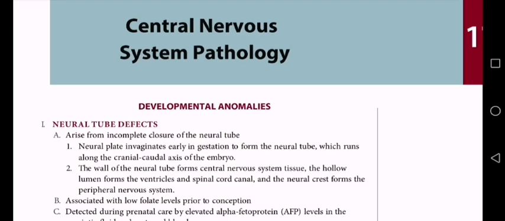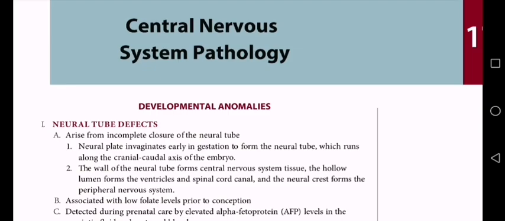Let's begin. So, central nervous system pathology, right? We have developmental anomalies and there's neural tube defects. Now, you guys know what neural tube defect is, right? It arises from incomplete closure of the neural tube.